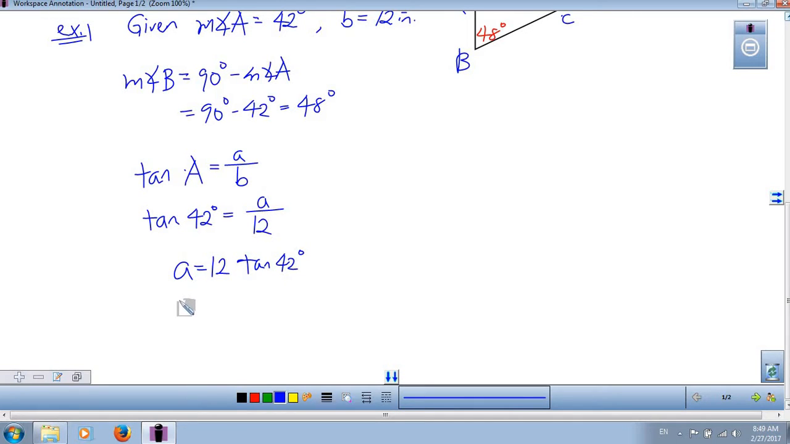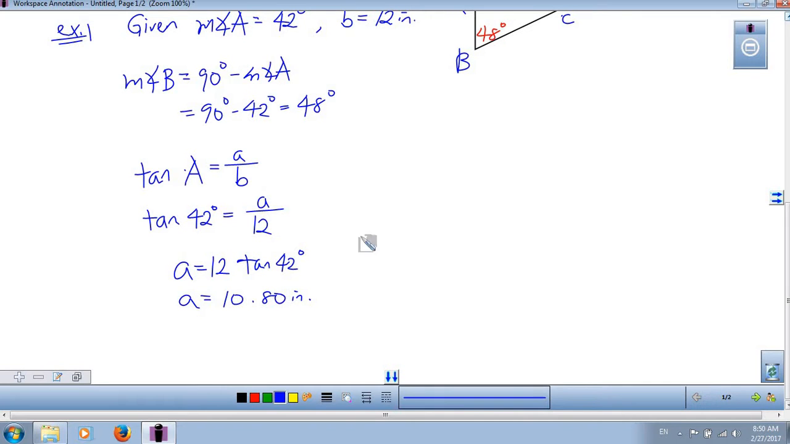And now it's time for us to take out our calculator and type this in to find out the numerical answer for side A. When you use the calculator, you've got to make sure your calculator is in degree mode, because right now we're using degrees. Otherwise, your numbers will not make sense. So here we got 10.80, so it's about 10.80 inches. I rounded off to the hundredth place, so it's 10.80.